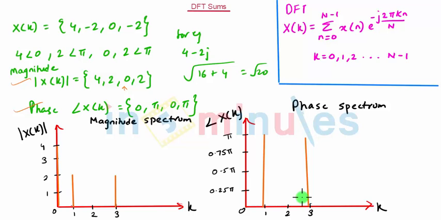So finally we get the DFT of the sequence, that is 4, -2, 0 and -2. And we have plotted the magnitude and the phase spectrum.